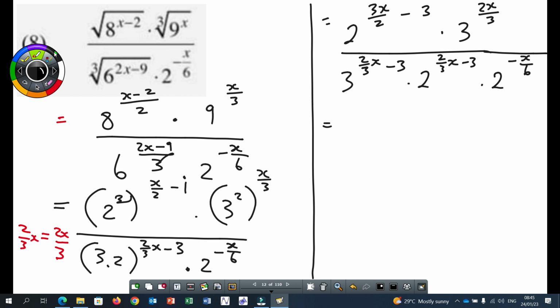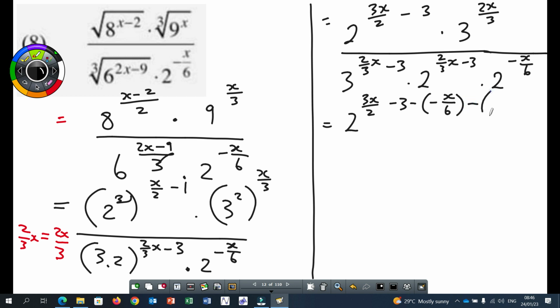So let's start with terms with a base of 2. So that will be 2 to the power of 3x over 2 minus 3. Now this one here is a negative exponent, so we end up having minus x over 6 based on law 2 of exponents. If you are dividing bases that are the same, you subtract the exponents. Then I don't have space. I also have this one there. I was supposed to write this binomial one first, but it's fine.